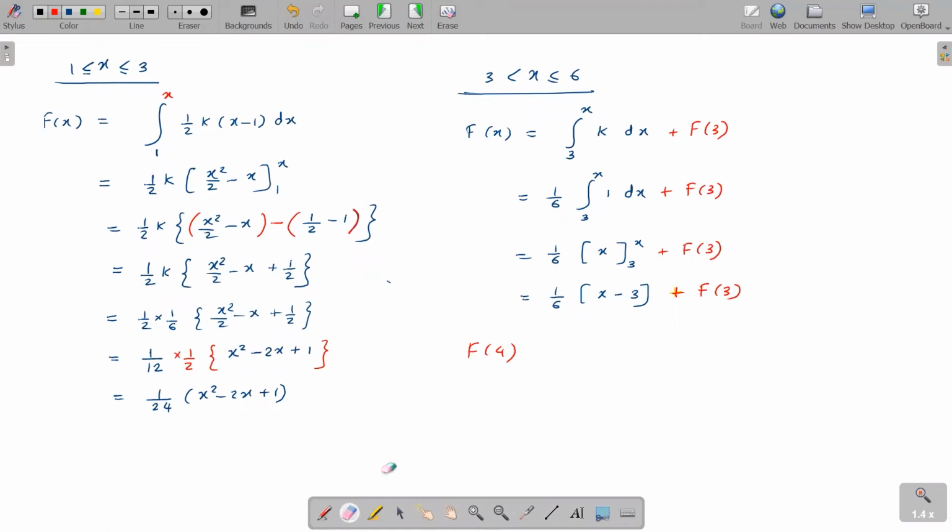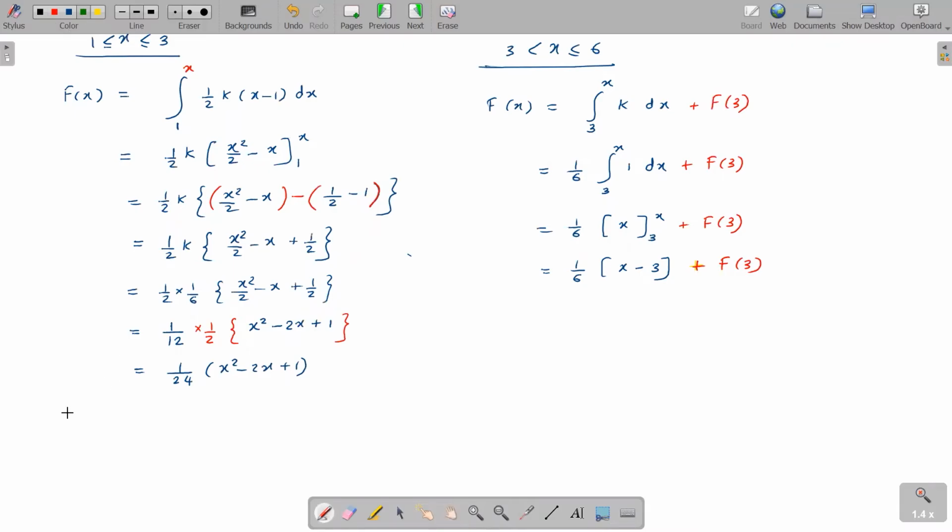Okay, so can you all get me the capital F3 value here from this graph? How much is capital F3? One over 24, 3 squared minus 2 times 3 plus 1. How much is capital F3? Simply 1 over 6. Capital F3 is 1 over 6.